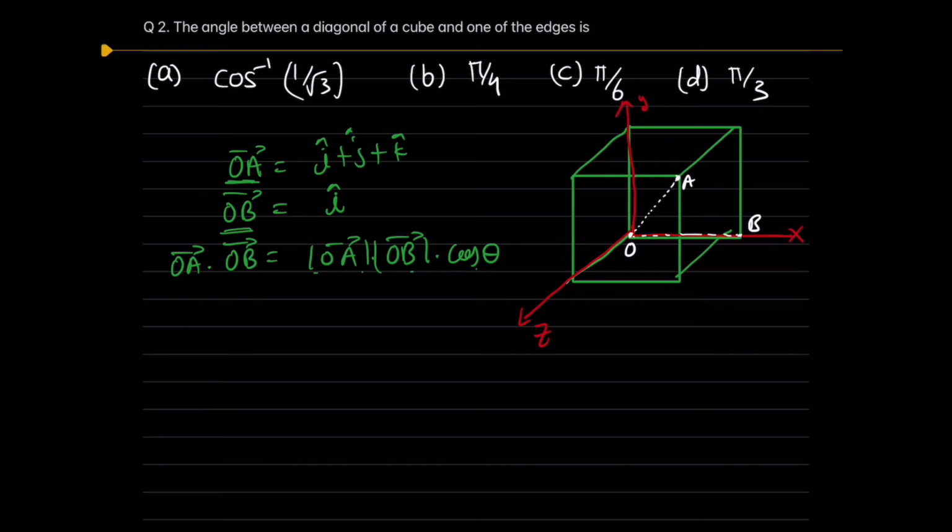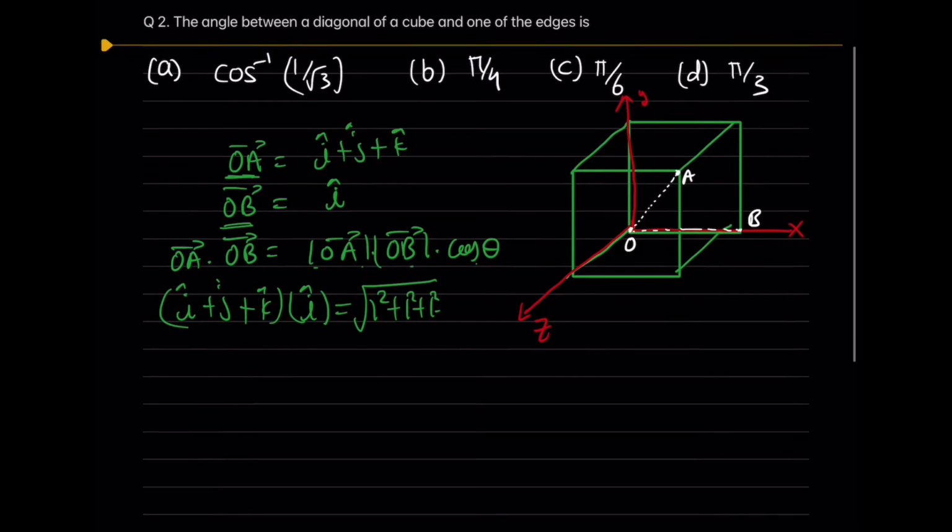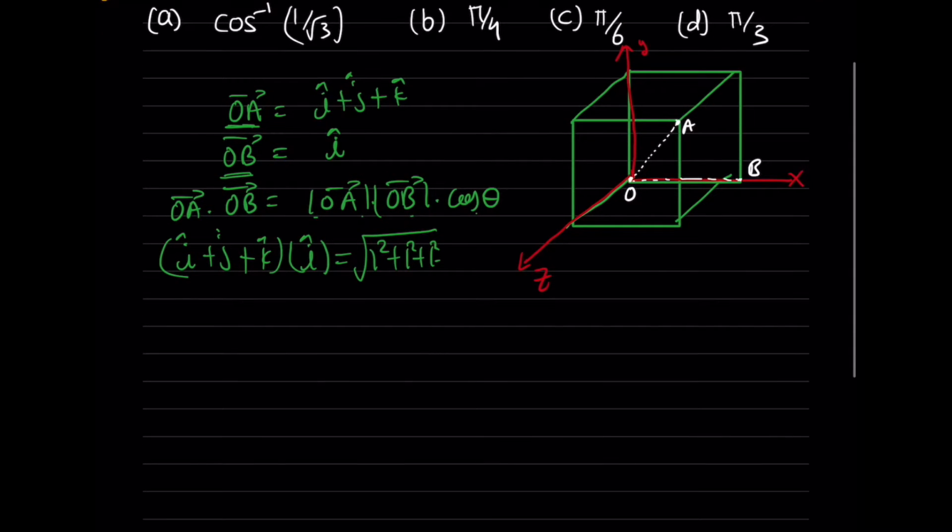Now I'll just put the values over here. i plus j plus k. Just substitute the values. Magnitude of OA will be equal to root of 1 square plus 1 square plus 1 square. Magnitude of OB will be equal to 1, times cos theta.